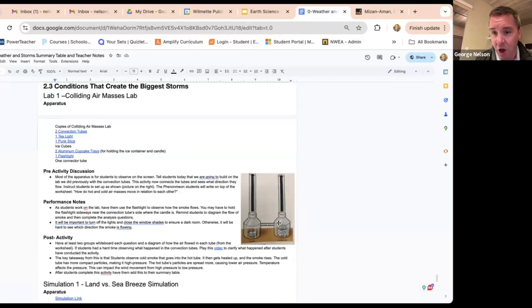So it has this really strong jet stream that when you put a flashlight in here, you can actually see it come over. It's a lab that the kids really like to do.